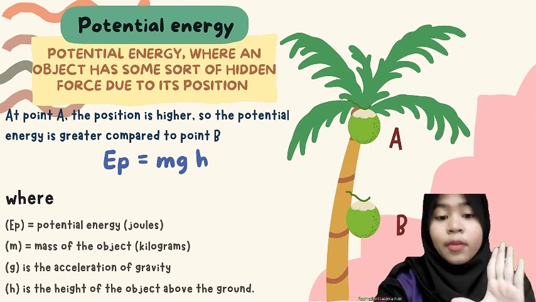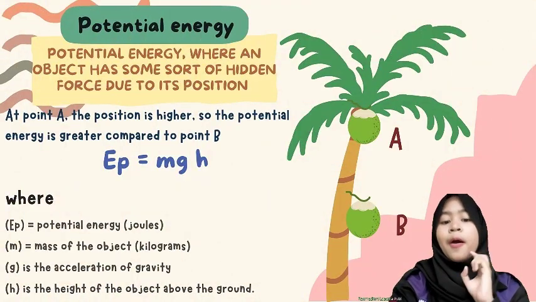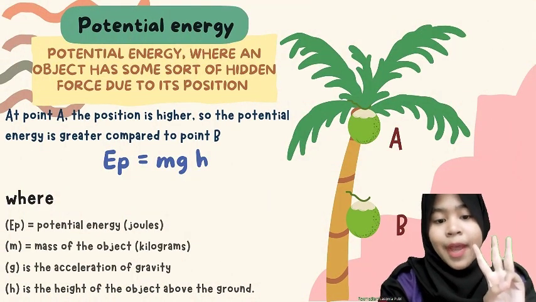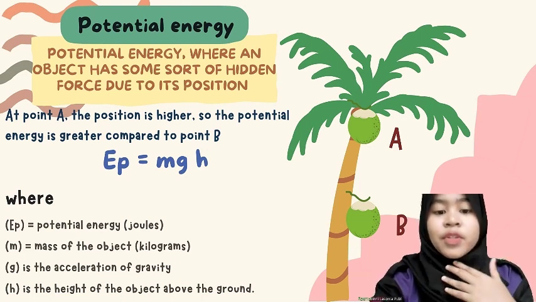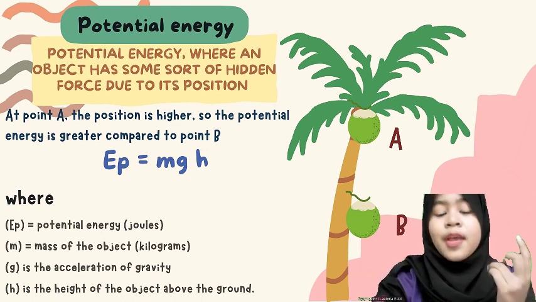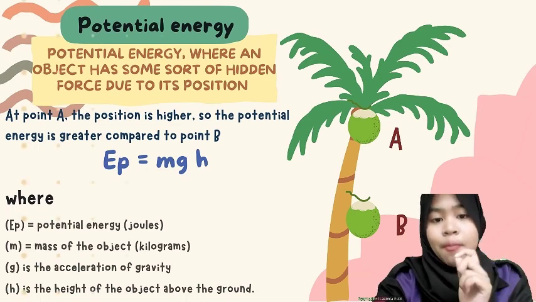Oh wait, let's not forget the third one, mechanical energy. Mechanical energy is the combination of kinetic energy and potential energy. The formula is EM equals EK plus EP.